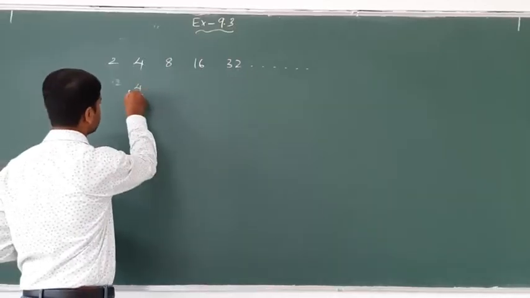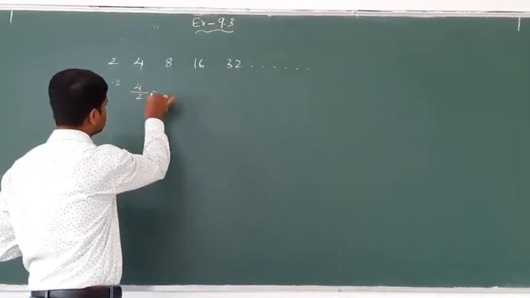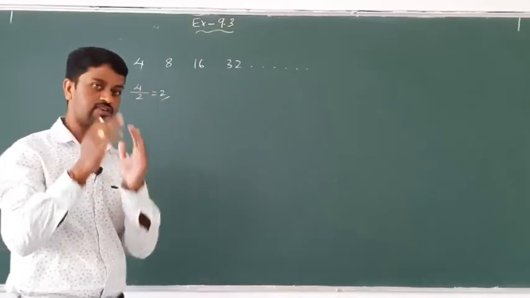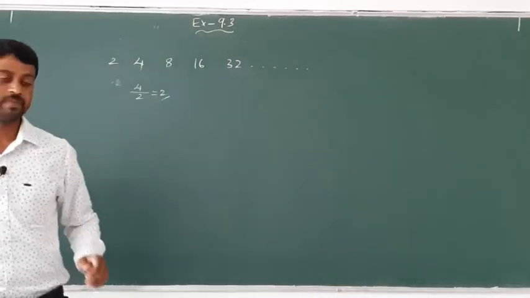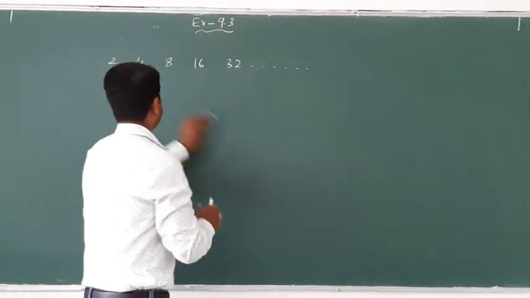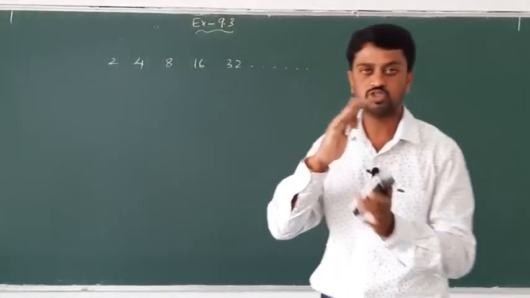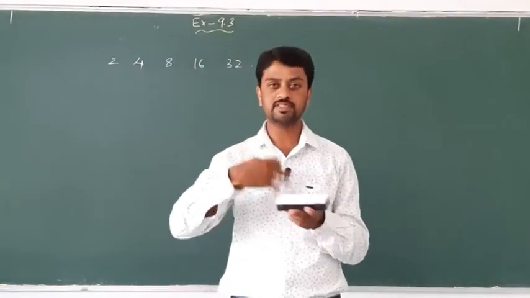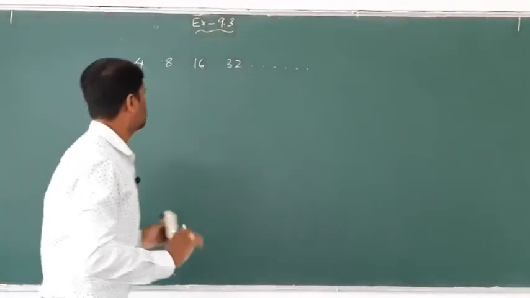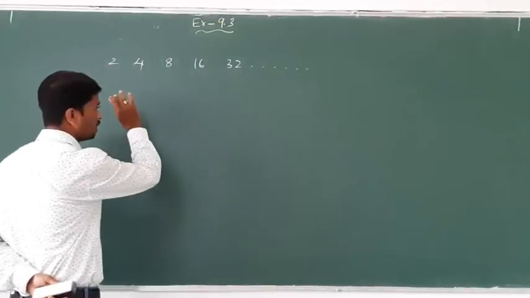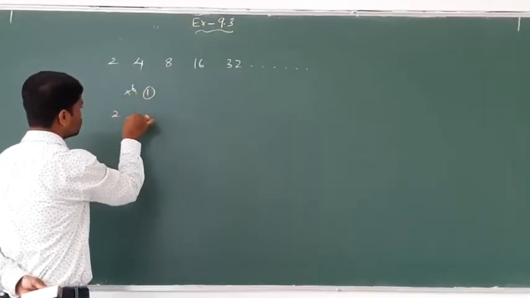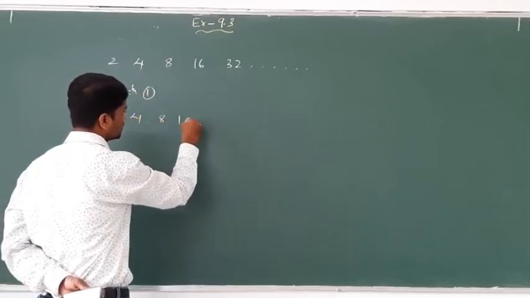Here 4 divided by 2 is equal to 2, 8 divided by 4 also 2, 16 divided by 8 also 2. Therefore this is the common ratio. In a geometric progression, the terms are multiplied by some constant number or divided by some constant number. Here 2, 4, 8, 16, 32 is multiplied by 2, or multiplied by 1.